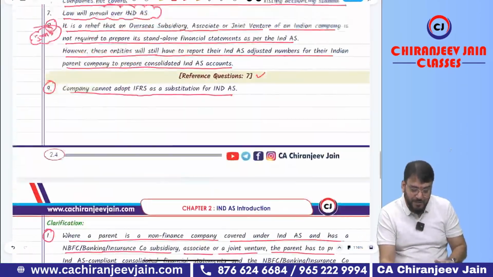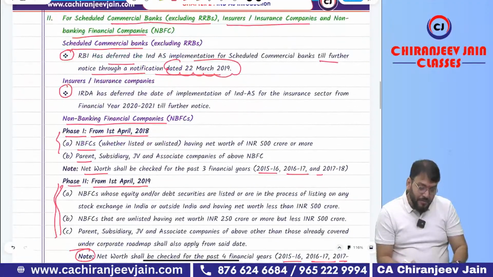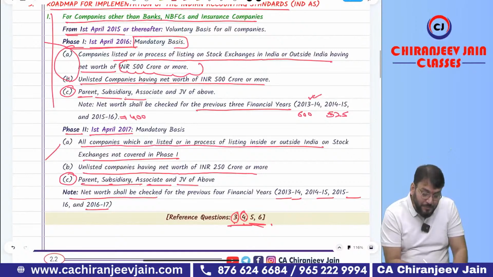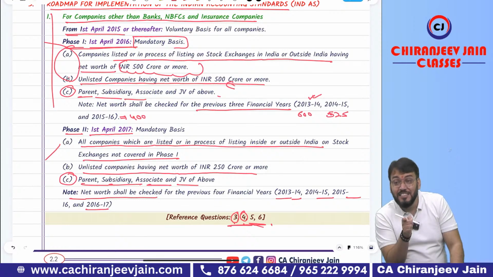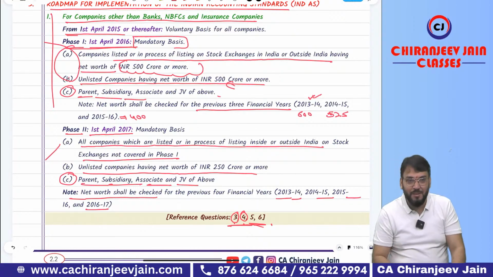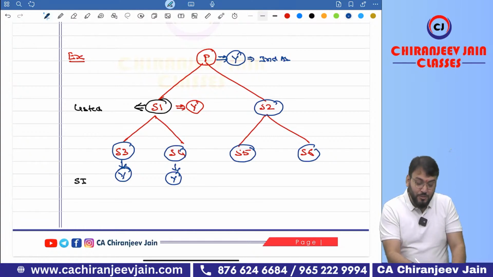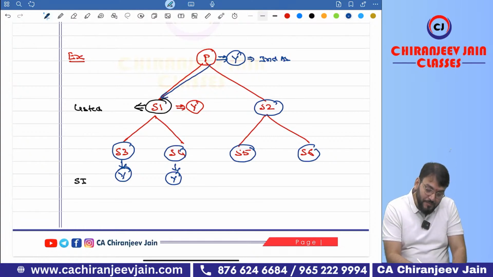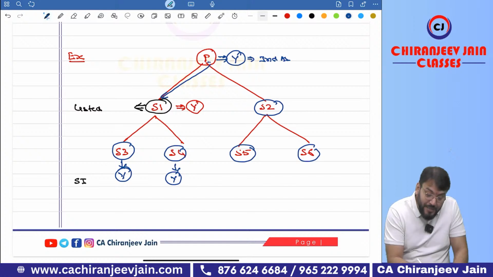If you read carefully the rules, what they have given: parent, subsidiary, associate and joint venture of above. Of above means S1. Yes or no? Not able to understand? This S1, Ind AS is applicable. So parent company, yes, applicable because it is a parent company of S1. This S3 is subsidiary of S1. This S4 subsidiary of S1. To them, the Ind AS will be applicable. But this S2 is a subsidiary of P, not S1.